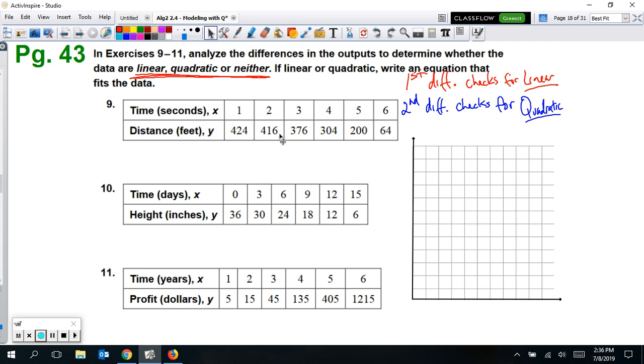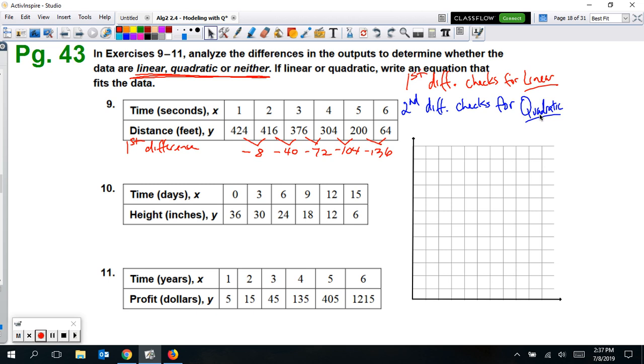Now they are going down, so it's a negative difference. First differences: from 424 to 416, that's a minus 8. You're subtracting 8 for that. Then from 416 to 376, you're subtracting 40. From 376 to 304, you're subtracting 72. Then 304 to 200, you're subtracting 104. And from 200 to 64, you're subtracting 136. Obviously those are not the same number, so we know this is not a linear function.